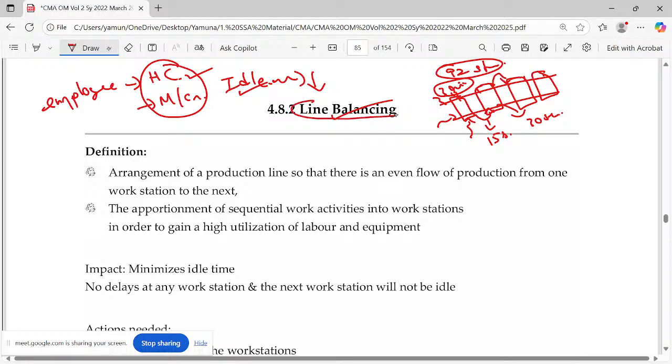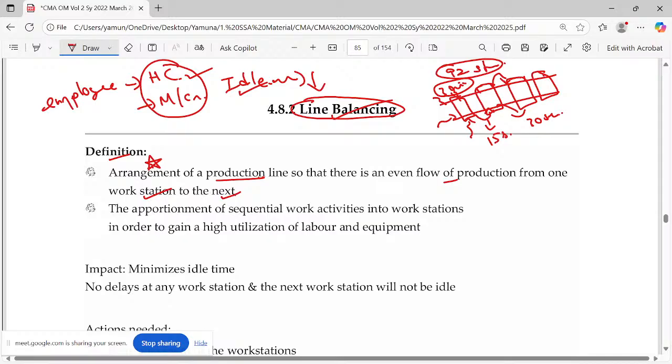So when we talk about line balancing, we'll discuss how many workstations we need and how many human capital or machineries have to be assigned to that workstation, or what jobs have to be assigned to that workstation, so that everything is done in the easiest and optimal way. So the definition is nothing but an arrangement of production lines. But it's not just a direct arrangement, I'm going to do a logical arrangement, and in fact you can say a mathematical arrangement, so that there is an even flow of production from one workstation to the next.